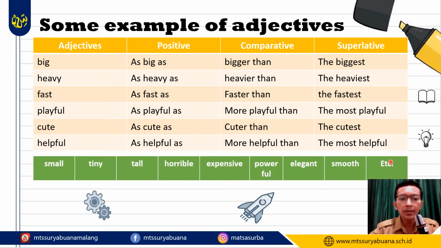Actually, there are some examples of adjectives related to comparing animals and also things. You can use this kind of adjective like small, tiny, tall, horrible, expensive, powerful, elegant, smooth, etc.